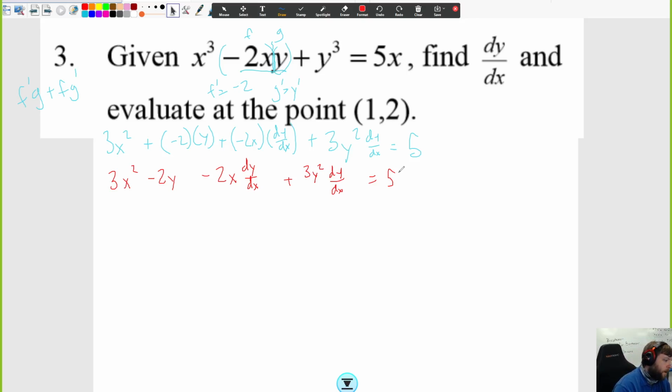So I want to isolate the dy/dx terms at this point. That one and that one. So I'm going to subtract these two and add 2y.